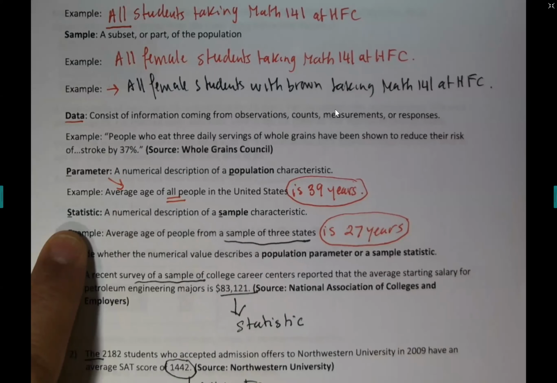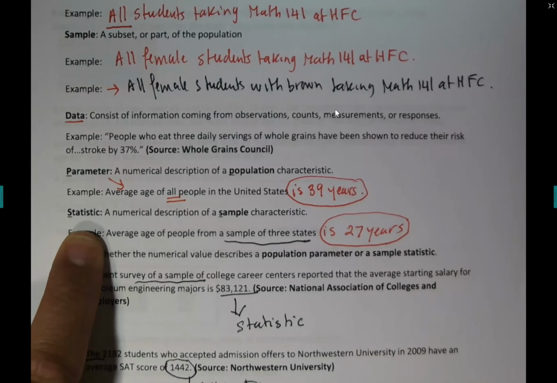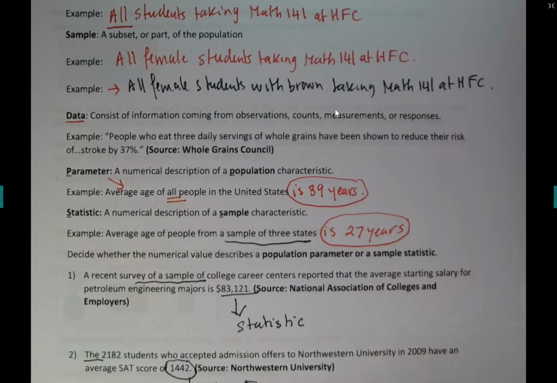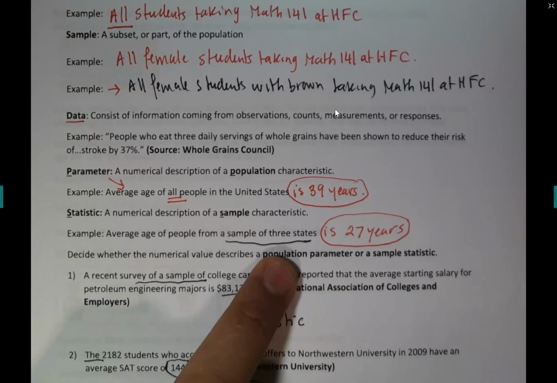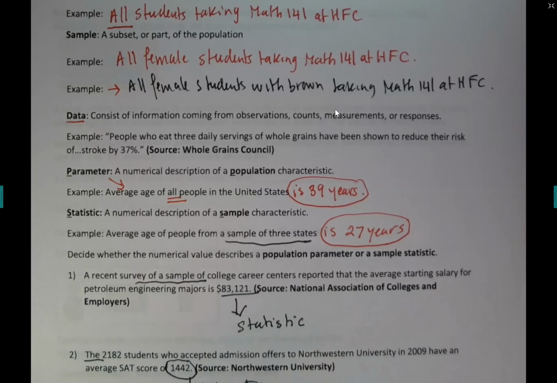And then we defined a statistic to be a value that describes a sample. And this is what we call statistic without the S. It's a numerical description of a sample. And then I gave you an example, the average age of people from a sample of 3 states, not all the states. That's why it becomes a sample.